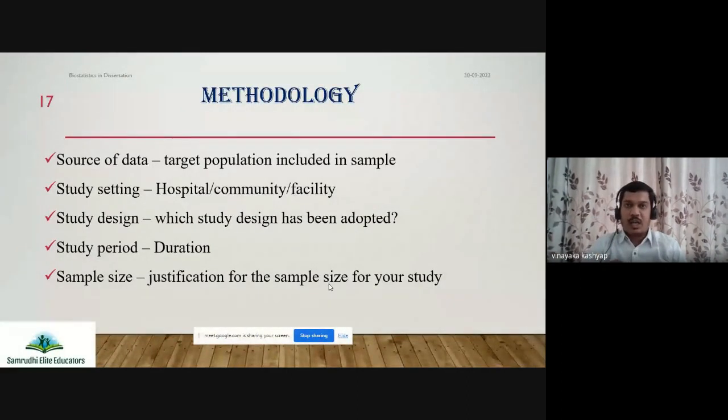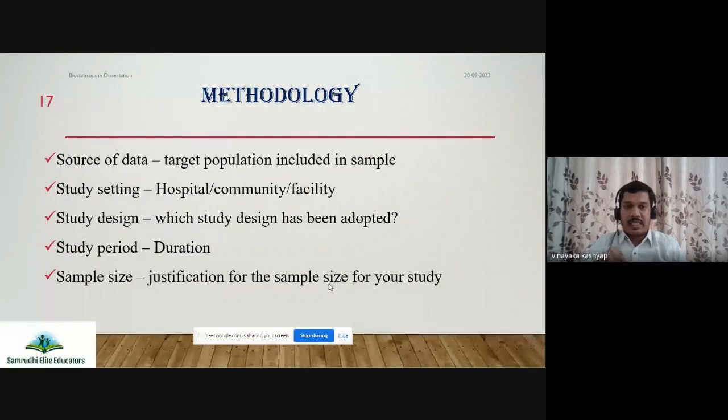Second is study setting, whether it is a hospital based study. Are you doing it in a tertiary care hospital, in a medical college, or in the community, that is, are you going village to village and choosing the people from there, or is it any facility based? That is, are you doing it in a particular industry, or a particular Anganwadi, primary health center, district hospital, all these things. So which is your study setting?